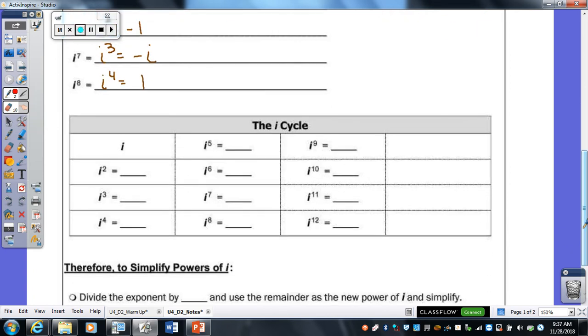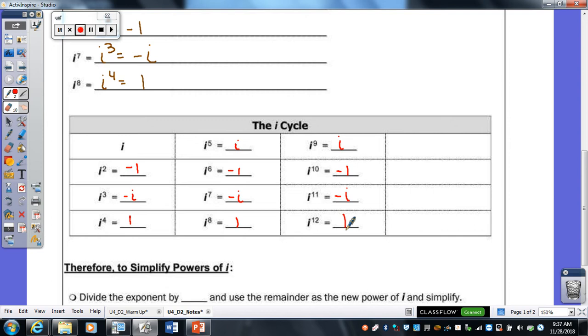So again, let's look at the table. I to the first is I, I squared is -1, I to the third is -I, and then I to the fourth is +1. And then it repeats that pattern. I, -1, -I, +1. So the fifth is I, the sixth is -1, the seventh is -I, the eighth is 1, and then it repeats it again. I, -1, -I, +1.